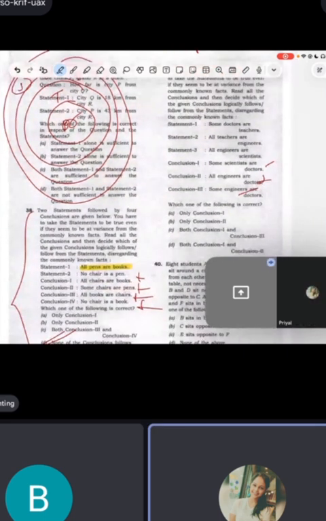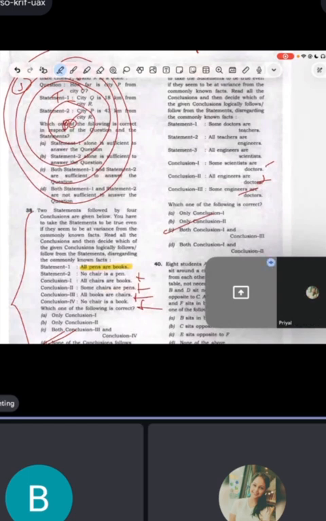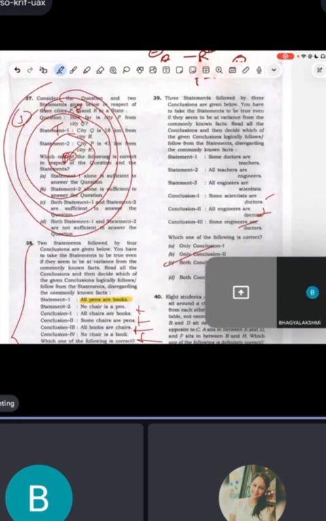The answer will be 1 and 3, because we cannot go vice versa. What is the second statement saying? All engineers are doctors. No, no, we cannot go vice versa here. Some can be, but not all engineers are doctors. We cannot say that.